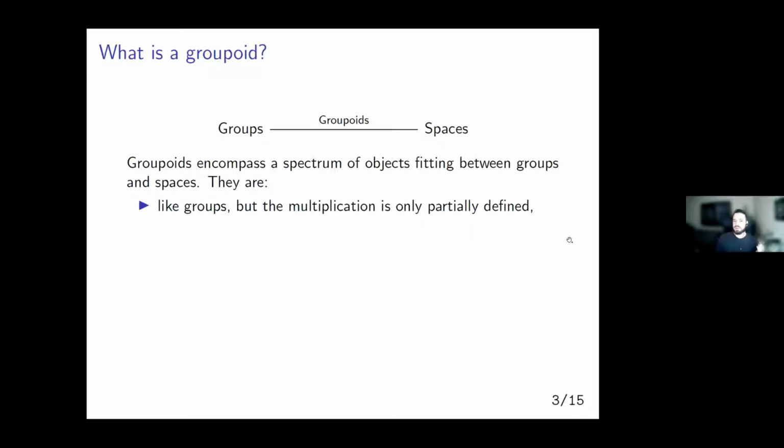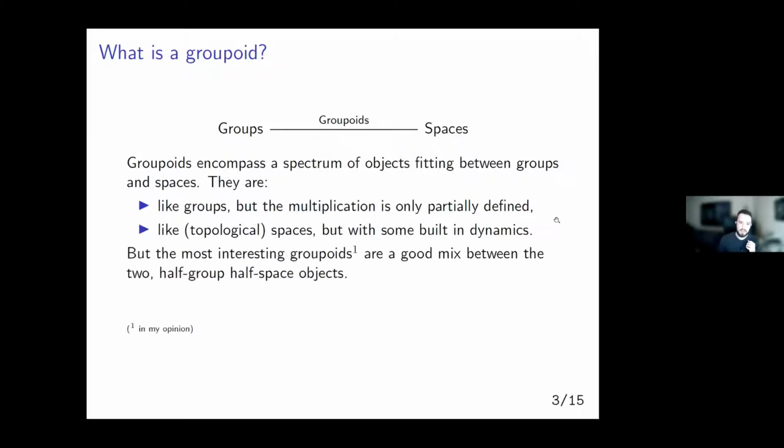They are like groups in that they have a multiplication, but this multiplication is only partially defined, which is why they're not like groups. They're like topological spaces, but they have a little more structure to them. You have some built-in dynamics. They're like topological spaces with a dynamical system built into them. You can talk about groups, you can talk about topological spaces, but the most interesting groupoids are the ones that are a mix between the two, that are half group and half space-like objects.